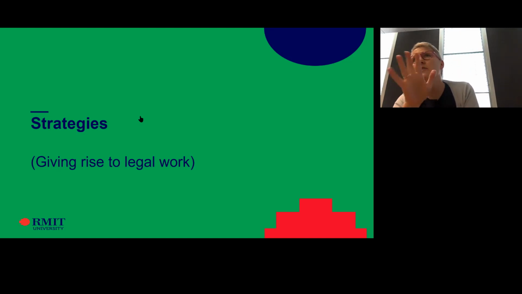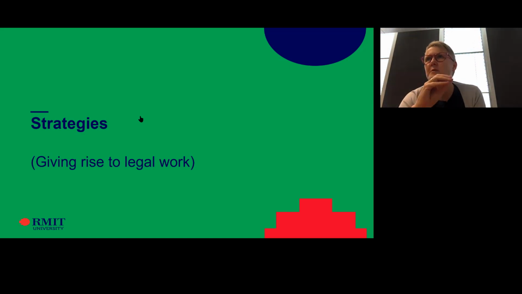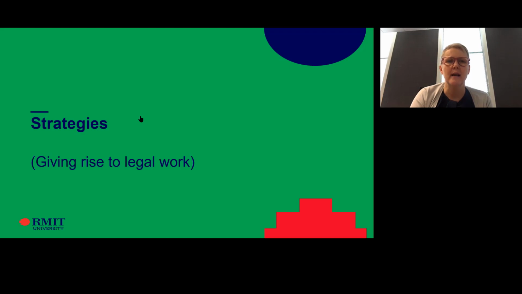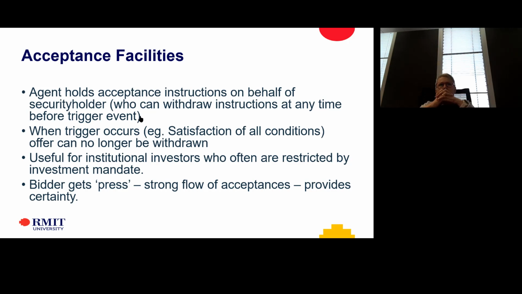So far, when we've been talking about the legal work that is associated with takeovers, we've just been talking about lots of forms and ASIC filing, and it does seem very procedural. So let's talk about some of the strategic transaction work that's necessary for a takeover bid to give effect, and some of the more interesting things that lawyers do in this space. So one of the things that needs to happen in order for a bid to work is for there to be some kind of acceptance facility in place.